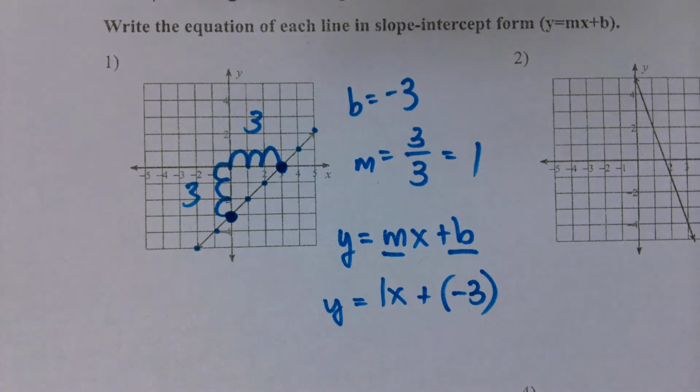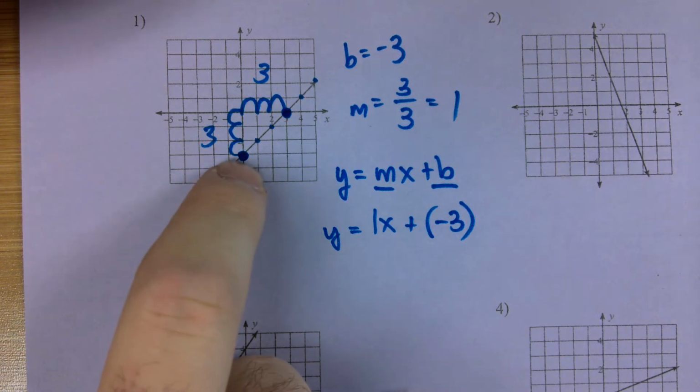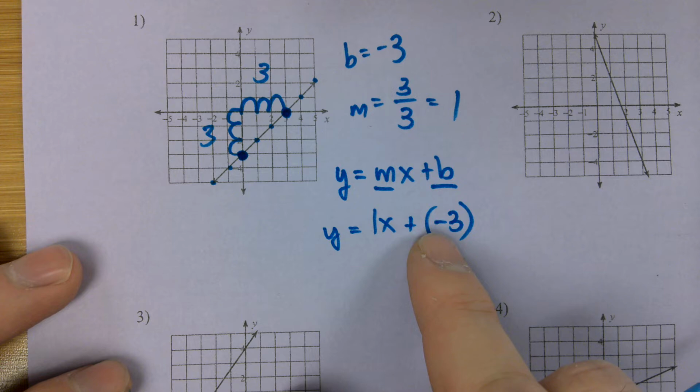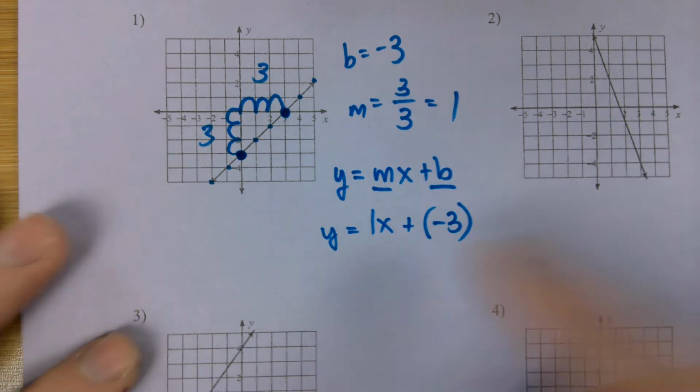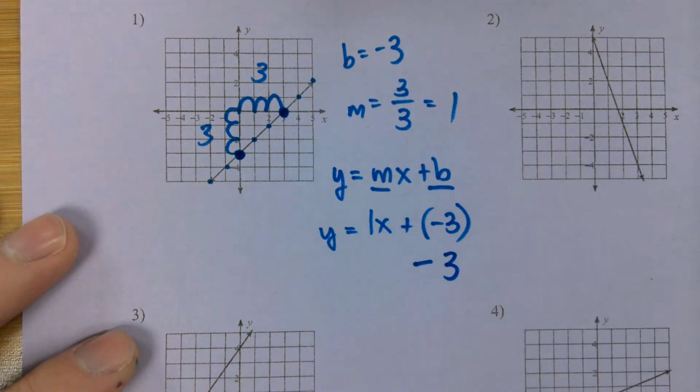Because our line crosses the y-axis down in the negative space. Now, when we see a plus next to a minus sign like this, what does it form? A plus sign? I mean a minus sign. There we go, a minus sign. That's right. If we're adding a negative, that's just like subtracting.